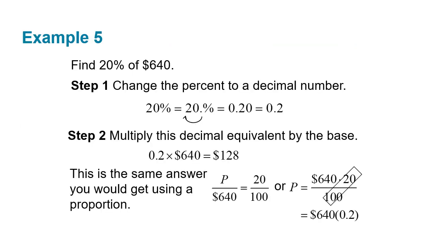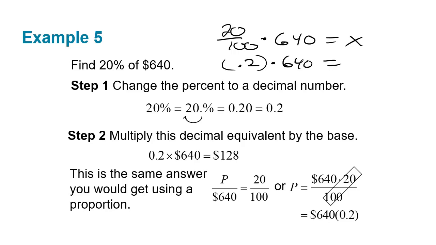So for instance, 20% of 640, well, remember, 20% of 640 is going to equal something, but we can now think of this as 0.2 of 640, and all we're doing is taking 640 and multiplying it by 0.2.